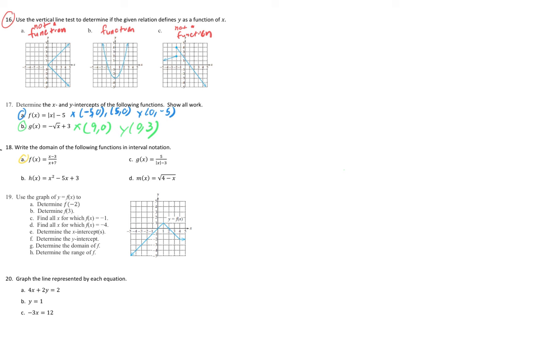Okay, so now looking at question 18, we want to write the domain of the following functions in interval notation, starting with a. We know f of x is equal to x minus 3 over x plus 7. Well, we know that if our denominator is equal to 0, we have a vertical asymptote, which doesn't exist in our interval. So we need to find what value of our denominator is equal to 0. That's not going to be in our interval notation.